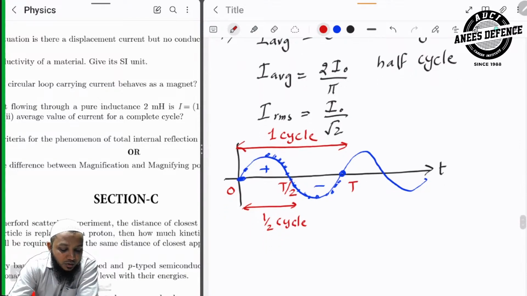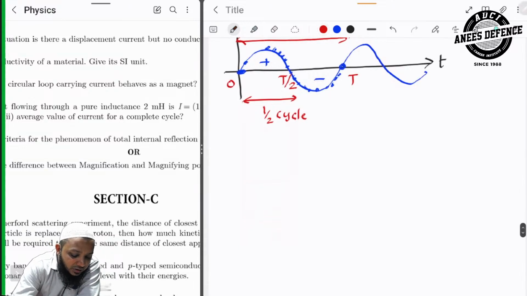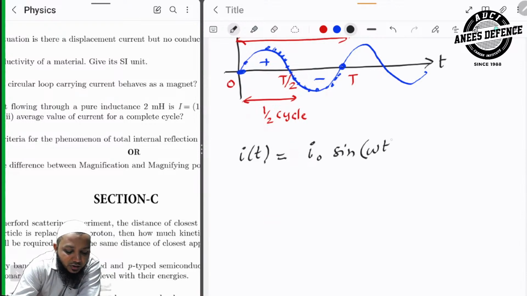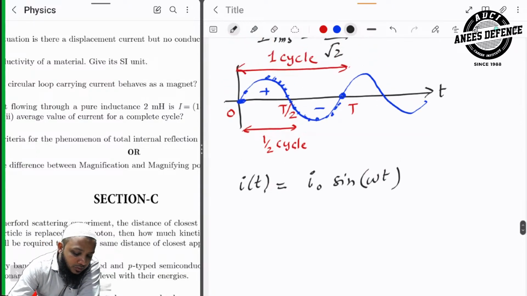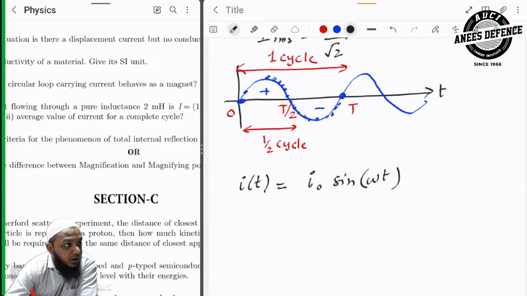Understood this? Now, we know that the standard equation of AC current, I of t, is equal to I naught sine omega t. What is I naught? The peak value, amplitude of current. Omega is what? Frequency, angular frequency or angular velocity, right? Now pay attention. This is the expression for current, standard current in AC, right?